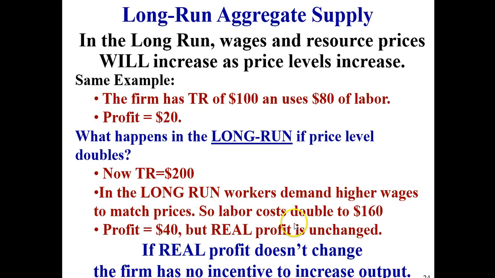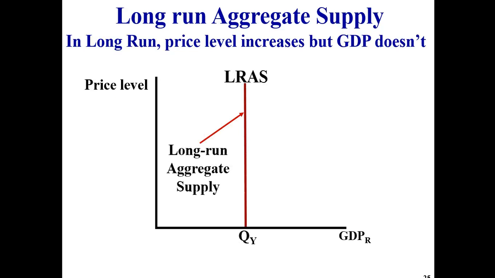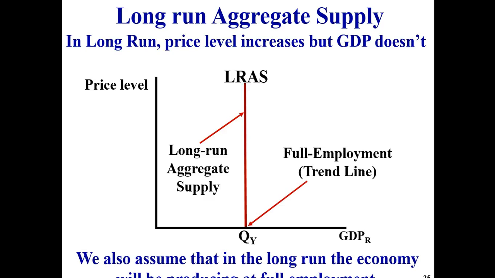And so if the real profit doesn't change, then for a firm, there's no incentive to increase output and to make more. So you're going to have that vertical aggregate supply curve. So in the long run, this is what your aggregate supply curve looks like. The price level increases, but GDP does not, because the firms don't have an incentive to make more as the price goes up, because they're going to end up bearing the costs of that increased production, and it doesn't incentivize them.